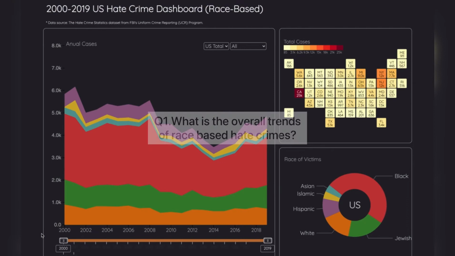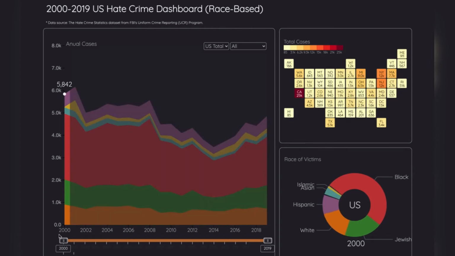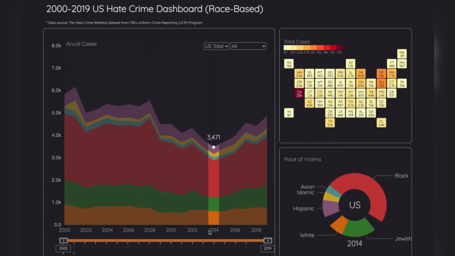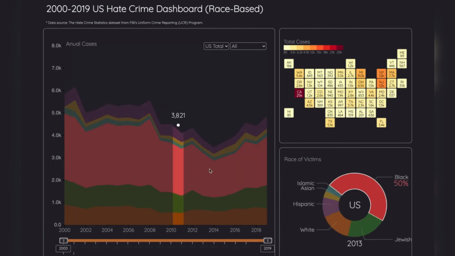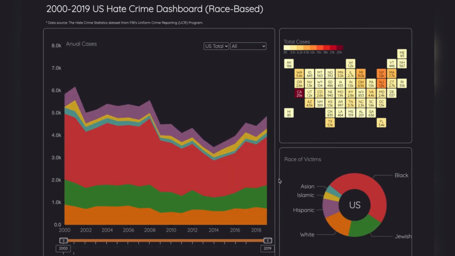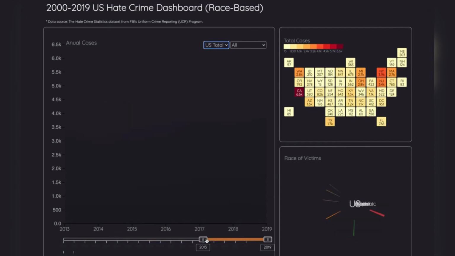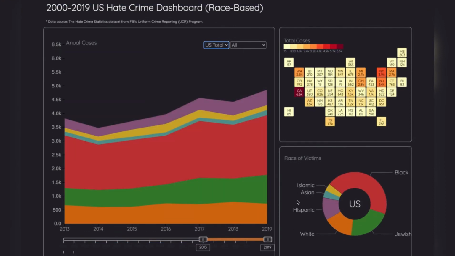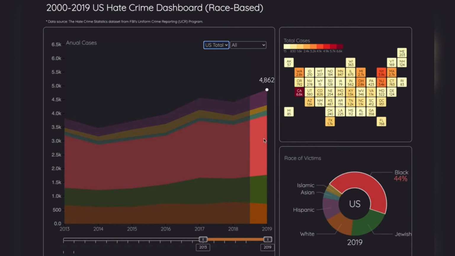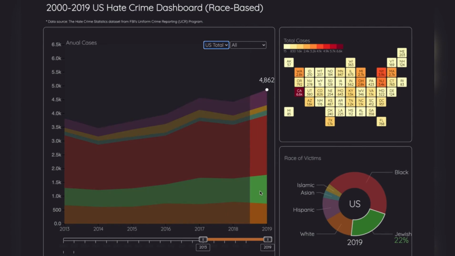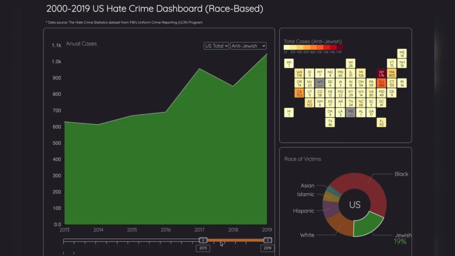To figure out the first question, by looking at the stream chart in the trend panel, we can see the total number of hate crimes was at a high level at the beginning of the 20th century and had an overall steady decrease until 2014. By looking at the shape of the red area, we can tell that hate crime towards black people dropped dramatically before that. However, after 2014, the number of total cases started to rebound, especially anti-Hispanic, anti-black, and anti-Jewish hate crime. We can see the jump in cases more clearly by zooming into the area.